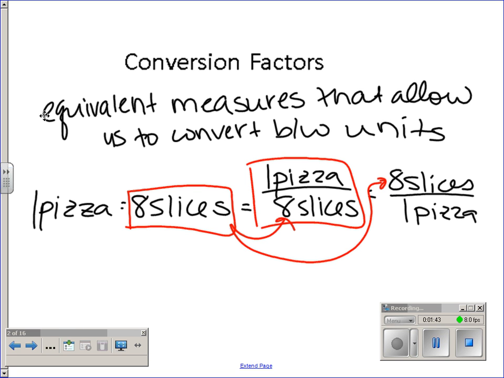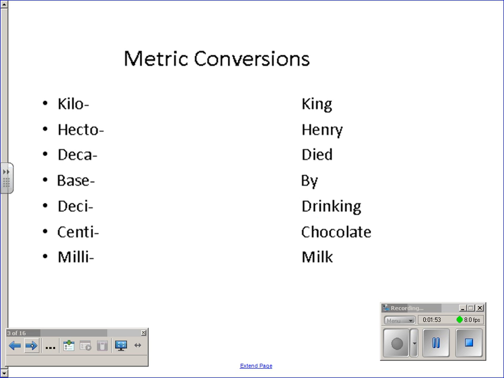It's going to allow us to look at units and convert between lots of units. We're going to use it at many points in chemistry. So it's very important that you understand how to apply it. So before we start diving in, I want to review some of the metric conversions.